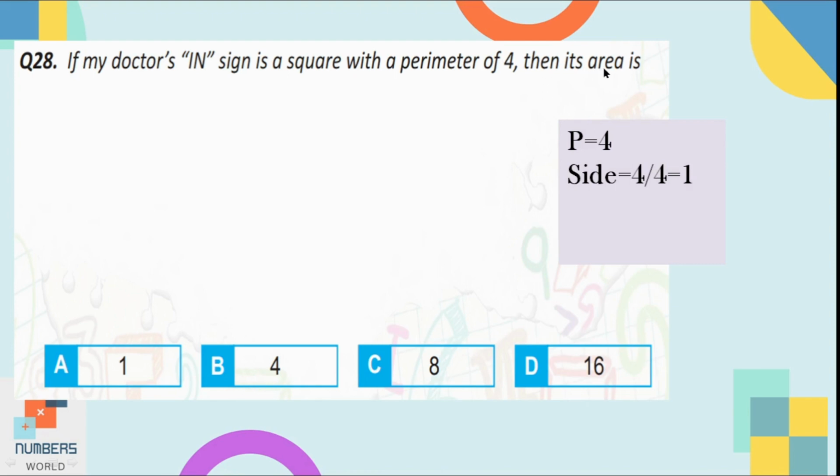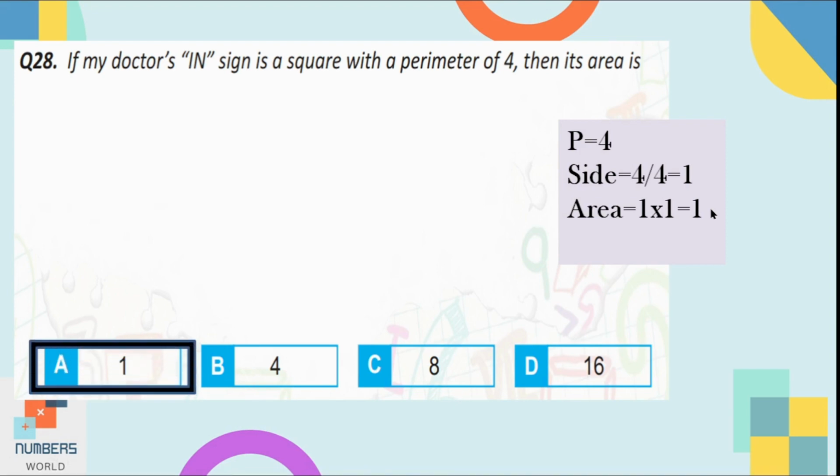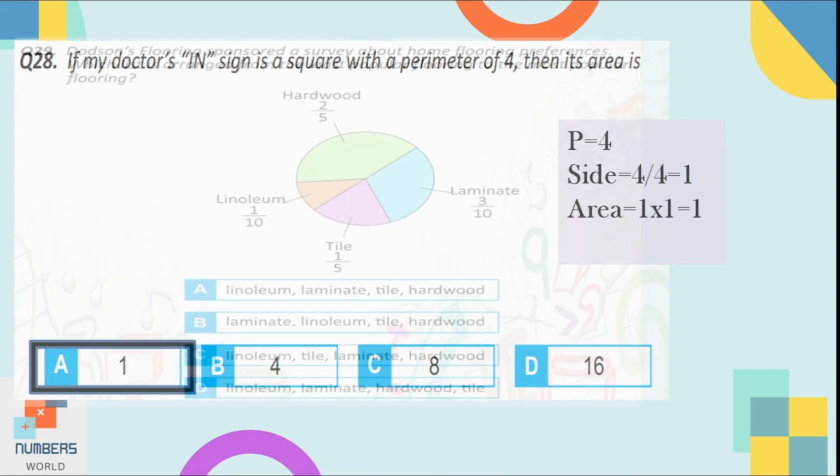To find out the area, we multiply length by width. So here each side is of 1, so length and width both are 1. So to calculate the area, we will multiply 1 by 1, that is equal to 1. So option A is the correct option here. The area of the sign is 1.